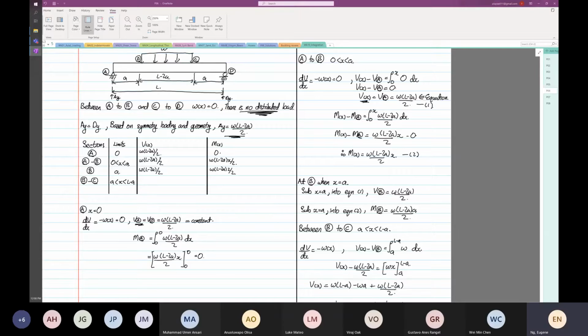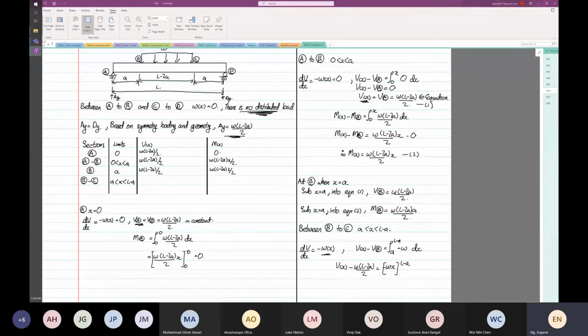I think wait, this is correct. Plus omega L squared over 2, then minus omega A. Did I think the problem, I know where my problem is. Okay, sorry, my bad. This is minus because this is minus omega X, right? So it should be minus. Okay, so my bad. I'm going to rewrite this.